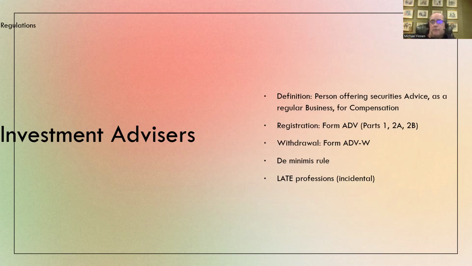And 2B, and we'll get a little more into detail on this ADV, I'll do some separate videos on this, 2B is about the person, about the people who work there, maybe their education, experience level, what their conflicts are, where else they're making compensation.